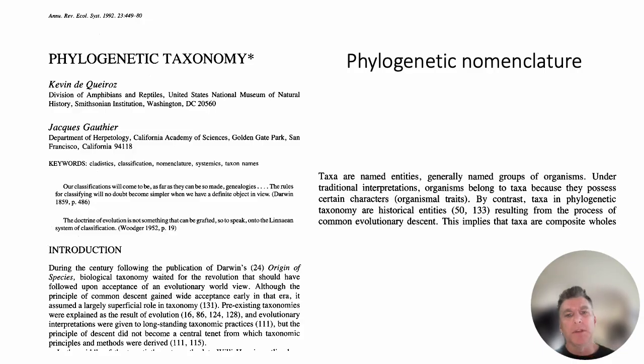Don't get tripped up in this shift from phylogenetic taxonomy to phylogenetic nomenclature. Phylogenetic taxonomy is just a slightly sloppier name for the same thing because we're specifically talking about rules for naming groups. When we're talking about rules for naming groups, remember, we're talking about nomenclature. So they shifted to talking about phylogenetic nomenclature.